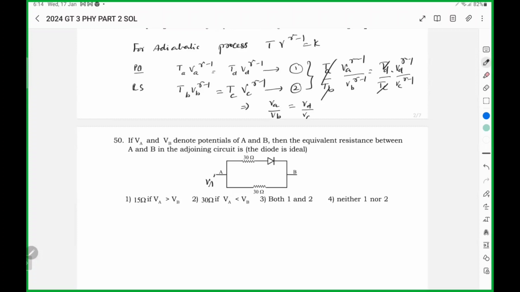Here, VA denotes potential at A, VB denotes potential at B. In case VA is greater than VB, the diode is forward biased. So current passes through 30 ohm, both the resistors.